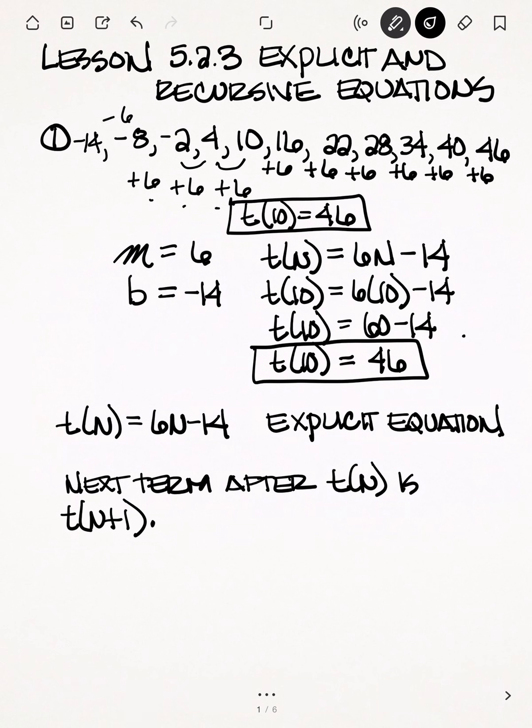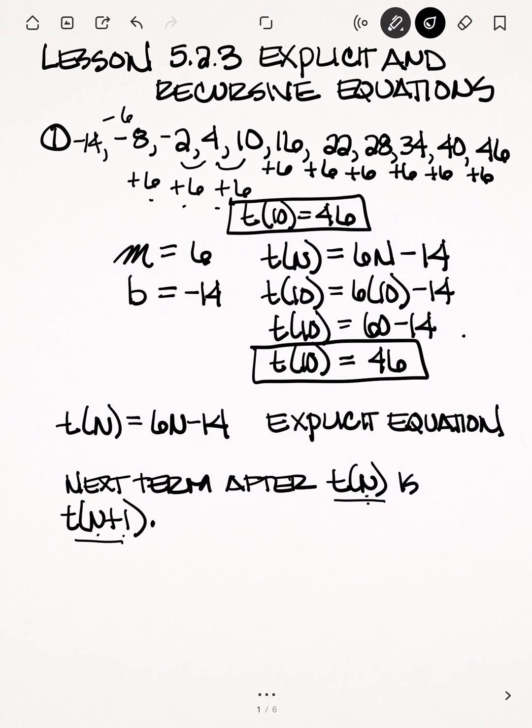So say we put in a 1. We want the first term. We put a 1 here. The next term after that would be 1 plus 1, which would be 2. So if you have t of n, the term right after that is going to be t of n plus 1. You can write an equation to find this term if you know what t of n is. So if we know what this term is, we can find what this term is, and we can write an equation.